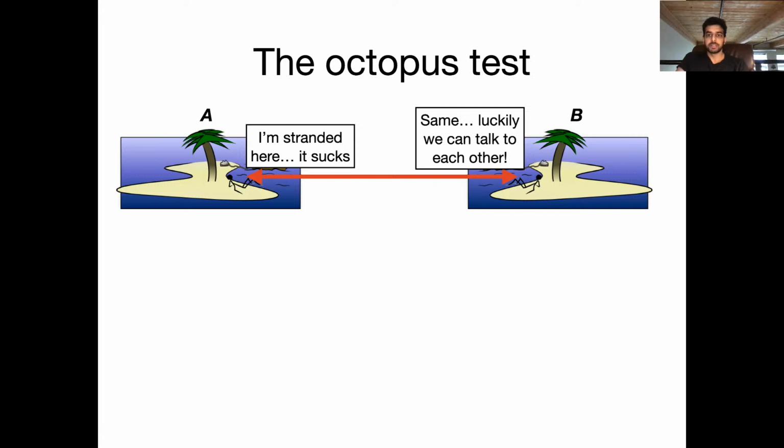Okay, so in this octopus test, there's a setup, which is essentially there are two people, they're stranded on two different islands. There's no one else on these islands. There's no hope of anyone coming to rescue them. But luckily they're somehow connected, these two islands, via some underwater cable. So they're able to communicate with each other. And so you can imagine, person A saying, I'm stranded here, it sucks, and person B saying, luckily we can talk to each other through this cable, and so on.